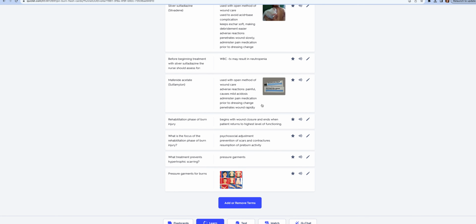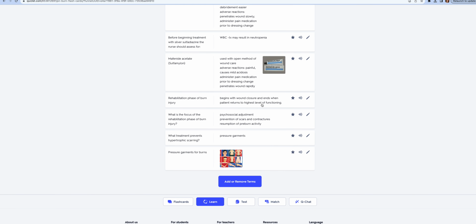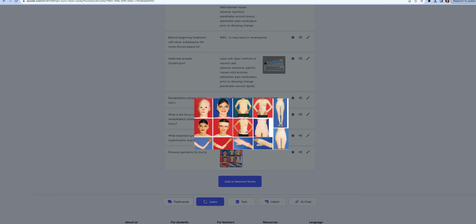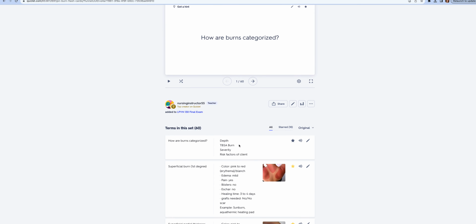And then the rehabilitation phase of burn injury begins with wound closure and ends when the patient returns to the highest level of functioning. So it could take the rest of their life. And the focus now shifts to psychosocial adjustment and prevention of scars and contractions. So the treatment to prevent hypertrophic scarring is pressure garments. And here's a little picture to show you, and there's some good pictures in your book. They may have to wear these up to 23 hours a day, and they can be quite uncomfortable. So anyways, that is burns.